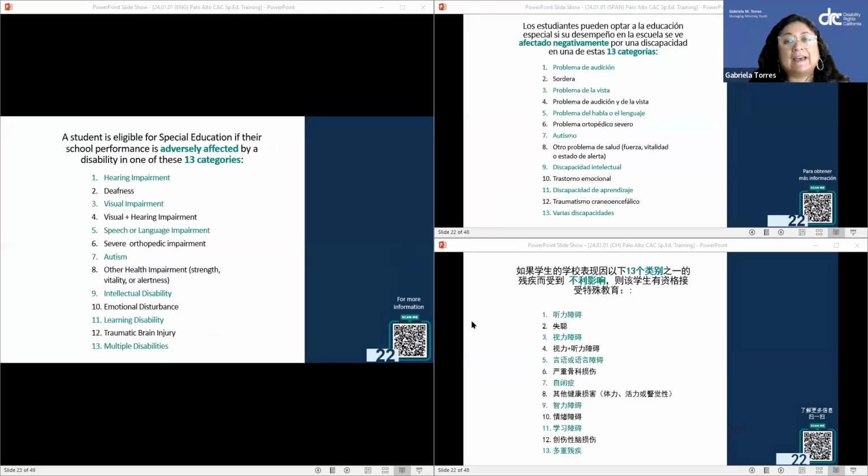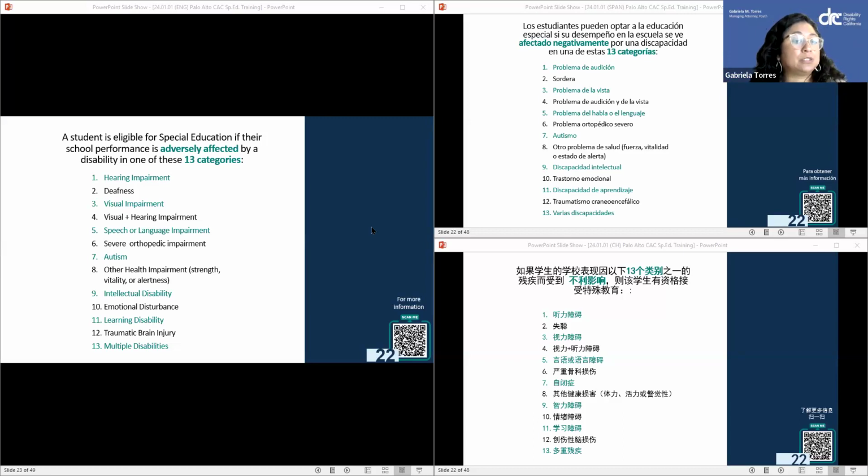Oh, yeah, sorry. And there's 13 categories that will qualify a student for an IEP. I am just going to read them off here so that we've all heard them at least once. So you have to have one of these eligibility categories in order to have an IEP. So it's a hearing impairment, deafness, visual impairment and hearing impairment, speech or language impairment, severe orthopedic impairment, autism spectrum disorder, other health impairment, which is really a broad category.